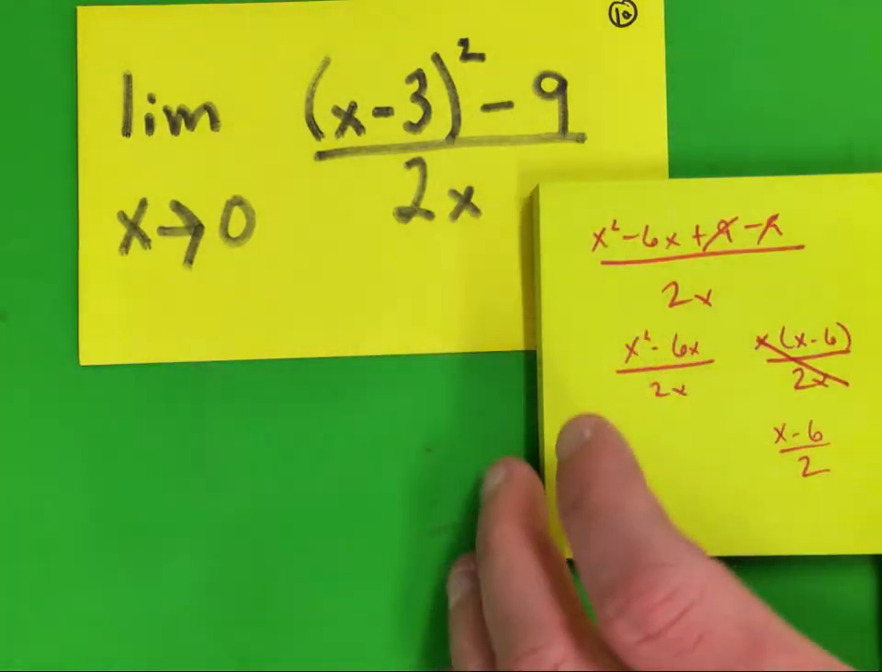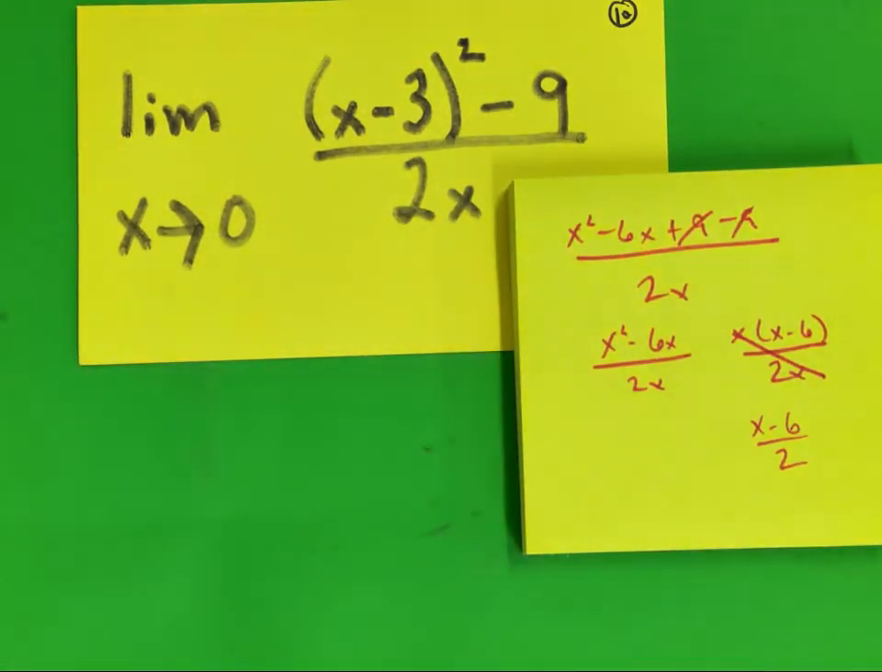And then once I do direct substitution there, it works out. 0 minus 6 is negative 6, divided by 2. My limit would be negative 3.